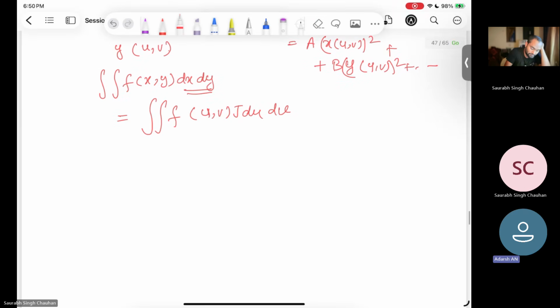Okay, sir. So Cartesian to polar means it may be some 1 by r may come like that, something like that. Let us take a very simple example. Let us take some function x square plus y square is equal to 1. So what is this? This is a circle.